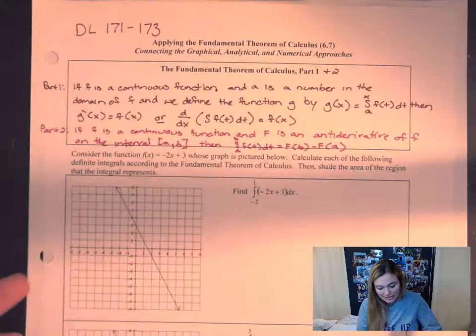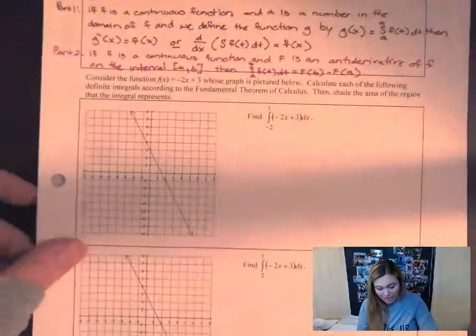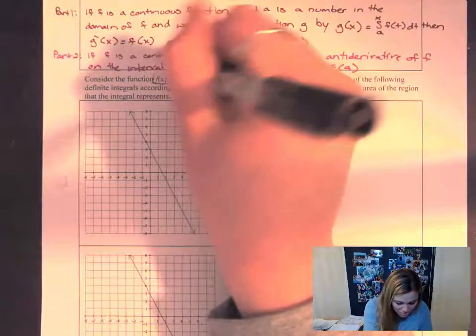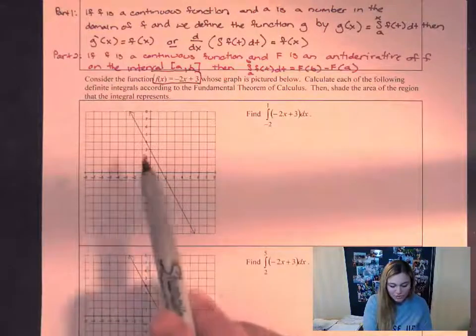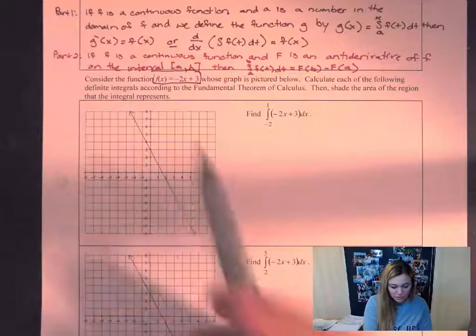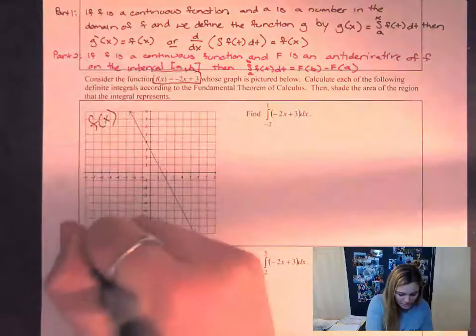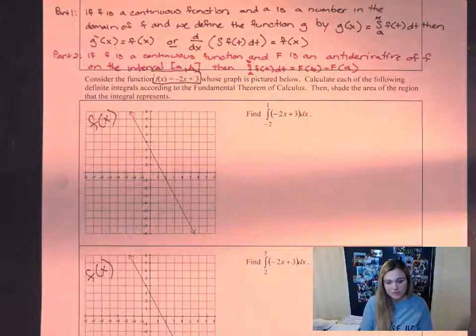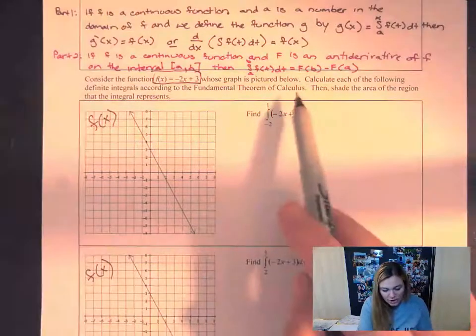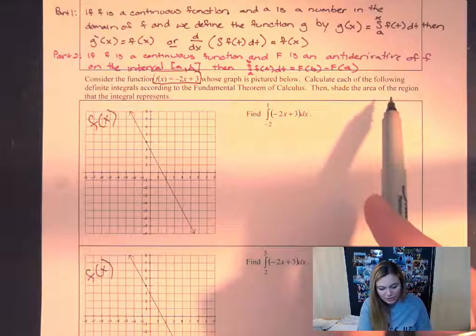So in here it says consider this function f of x. So what's given to me is this function, and you can see negative 2x plus 3, I start at 3, I go down to right 1, so this function is f of x, whose graph is pictured below. Calculate each of the following definite integrals.